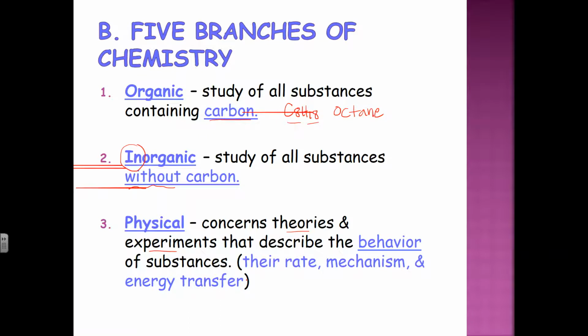The study of substances and their behavior is physical chemistry. Now, specifically, the behaviors that a physical chemist would study is the rate of the reaction, like how fast or how slow it happened. That's called the kinetics. The mechanism, that's the step-by-step process by which the reaction took place. That also is tied in with kinetics.